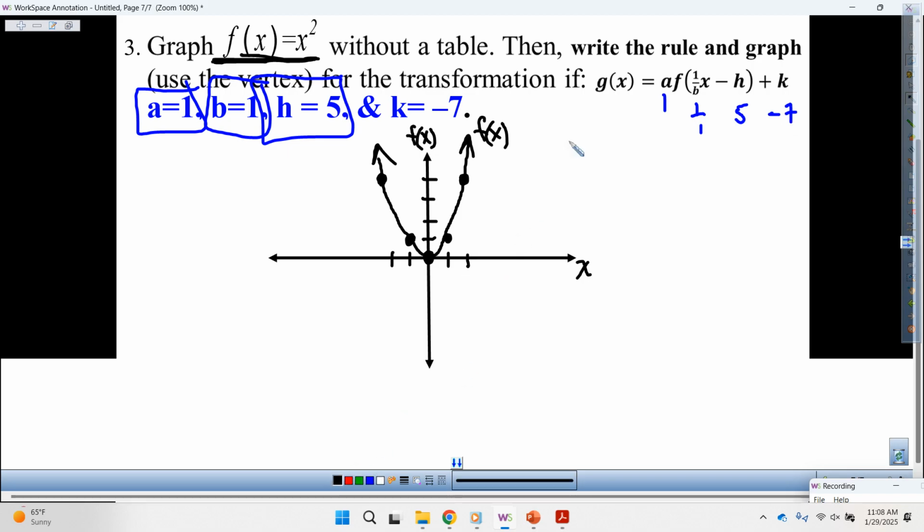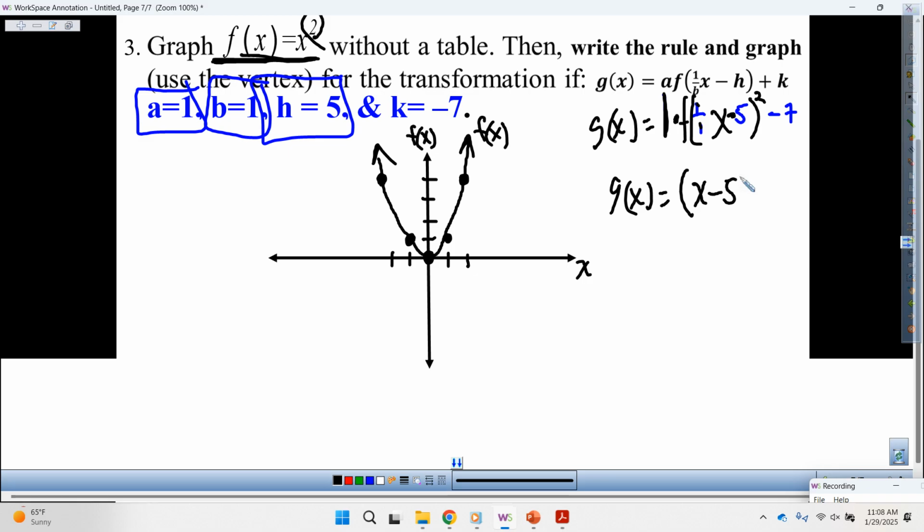So let's see how that looks. G of x equals a times f of (1 over 1 x, minus 5), minus 7, and since this is a squared, I put the little square there. So g of x equals, do we need the 1 anymore? No. I'm not going to use the f anymore. I'm going to start with the parentheses. 1 over 1 is 1, so that leaves me with x minus 5 squared minus 7.